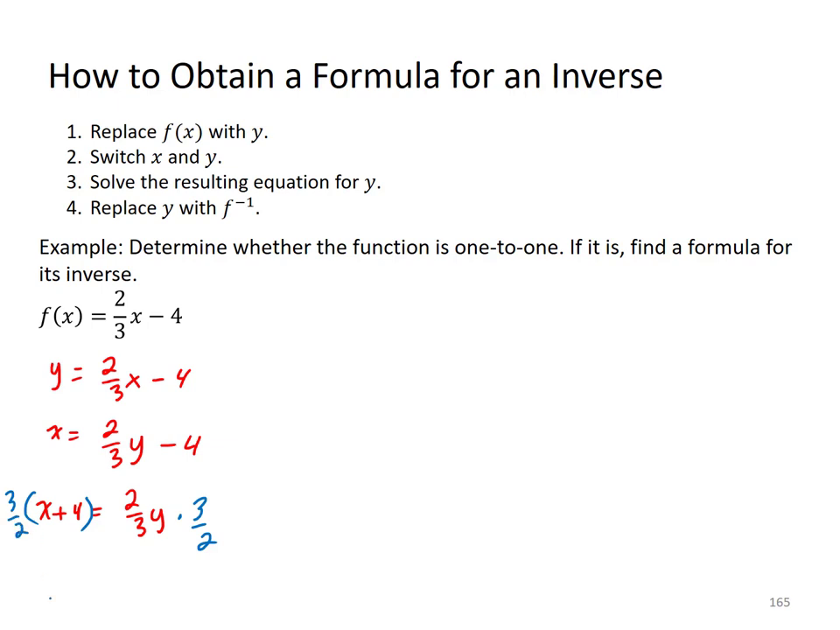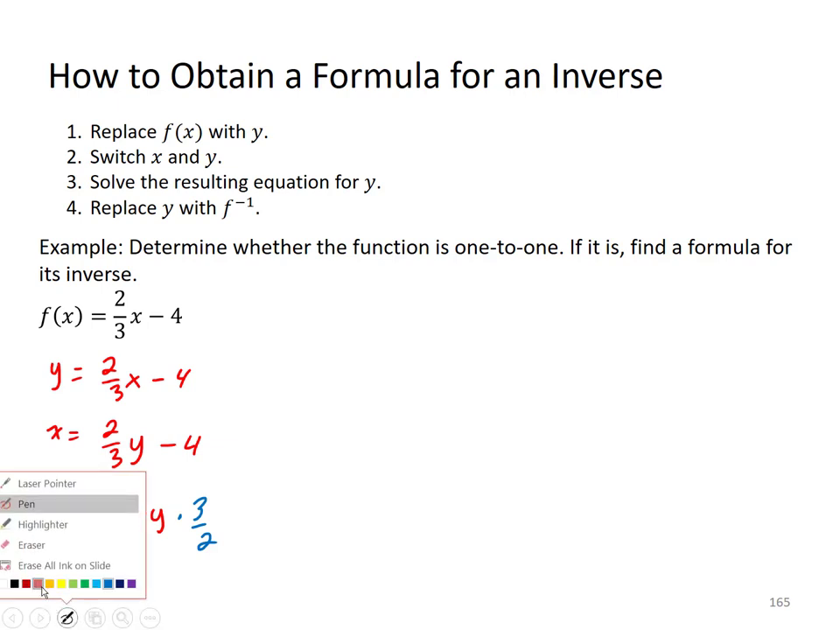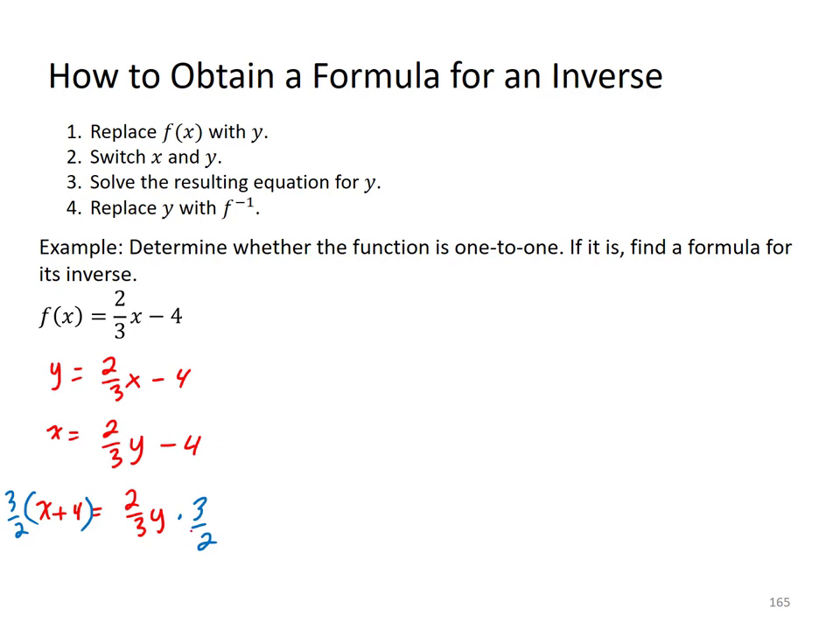So I have 3/2 parentheses x plus 4 equals 2/3 y times 3/2. Now distributing that 3/2 means I have 3/2x, and then 3/2 times 4 would be 6, so 3/2x plus 6 equals y. And last, I'll replace y with f inverse. So I'm going to change the order as well, so that this is f inverse of x equals 3/2x plus 6.